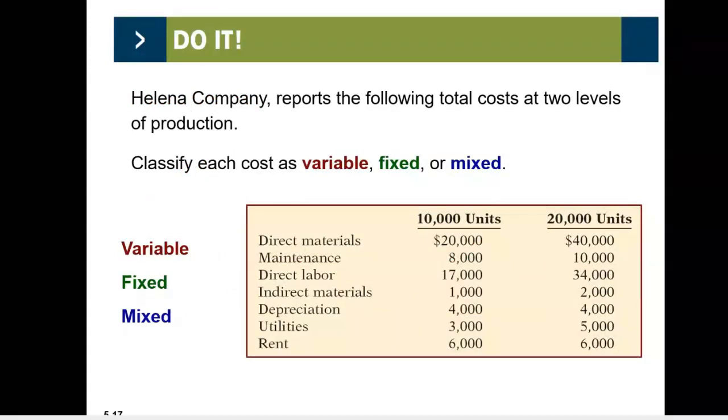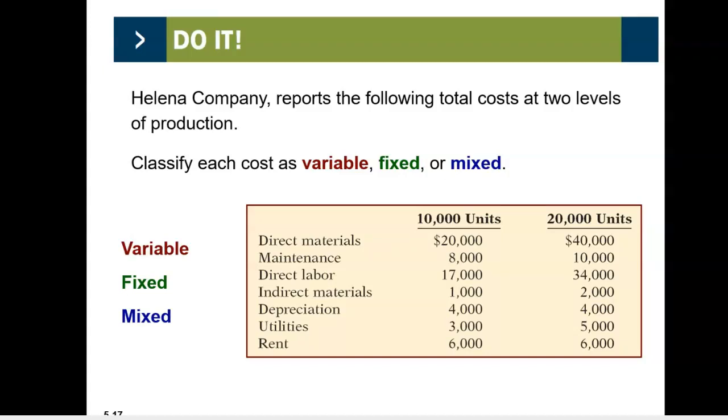All right, so now we have to identify a mixed cost. A mixed cost is one that will change as the level of activity increases or decreases, but it will not change proportionally with changes in the level of activity. A variable cost does change proportionally.